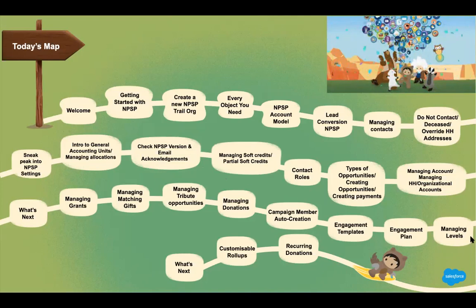Then we have managing levels, engagement plans, engagement templates. So these all are part of moves management and donor cultivation. Now there is campaign member auto creation and managing donations. So how to manage different types of donation, whether it is a tribute, whether it is a matching gift, all those things. Managing tribute opportunities, managing matching gifts, managing grants, and some more like recurring donations and customizable roll-ups. Those are all the topics that I want to cover.